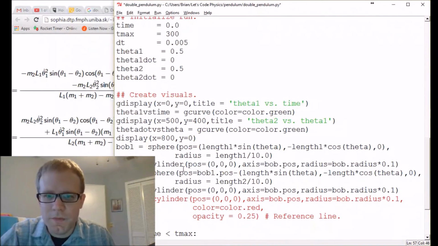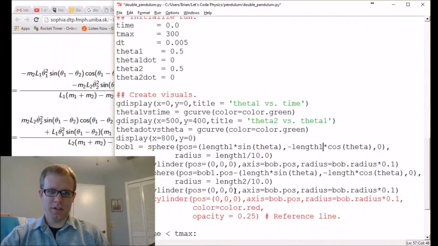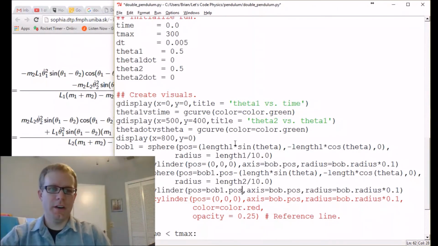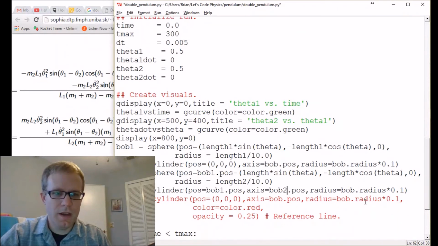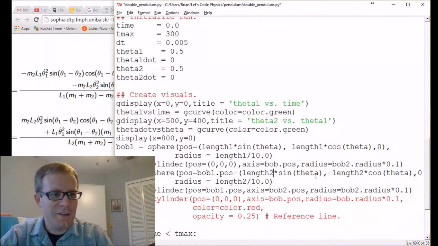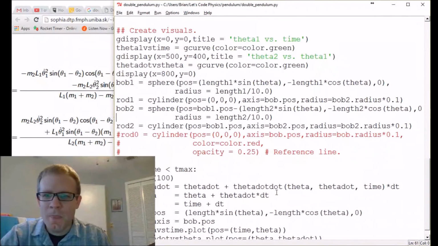Okay, Rod 1 is fine. Rod 2 needs to have a position of Bob 1 dot pos, so it'll start there and go to Bob 2 dot pos. Bob 2, Bob 2. I'm sure I'm missing others somewhere, which I will find when I get compiler errors.